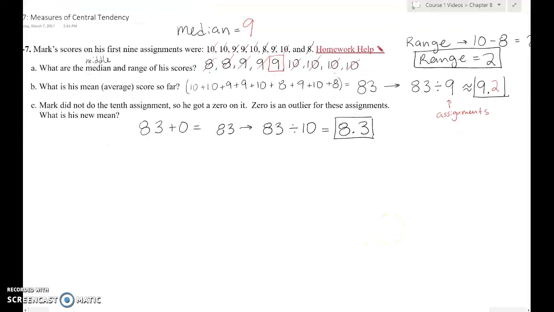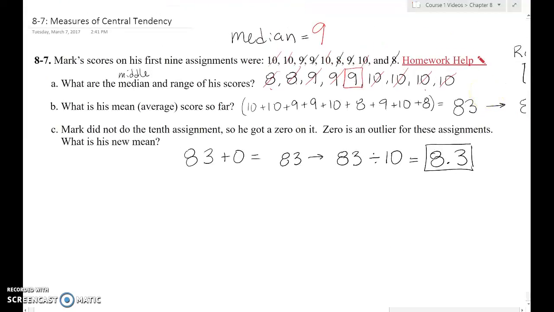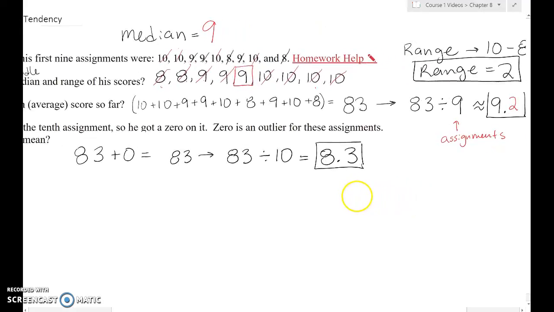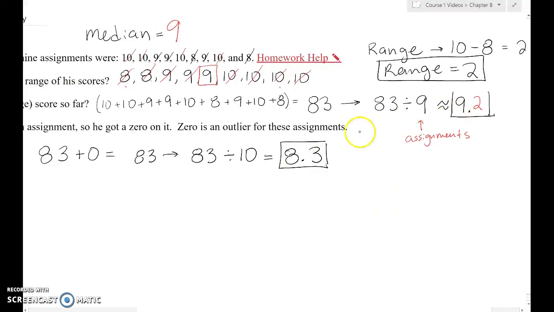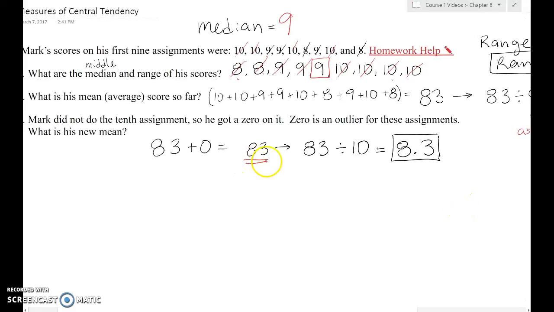So that's the average. And then, so Mark didn't do the 10th assignment, so we got a 0 on it. This is an outlier for the assignment. What's his new mean? And let's take a look at how an outlier really does affect the mean, the average. So an outlier really changes it. He had an average of 9.2, and he now has an average of 8.3, 8 3/10, because he still has the same amount of points. He still has 83 points in total, but instead of dividing it by 9 assignments, he now is dividing it by 10 assignments.